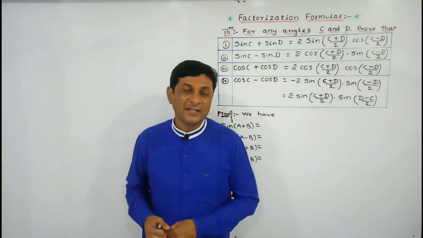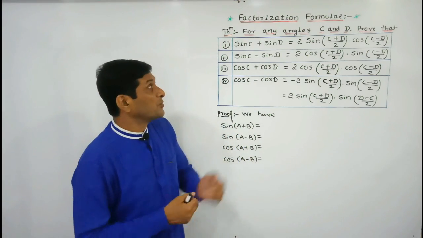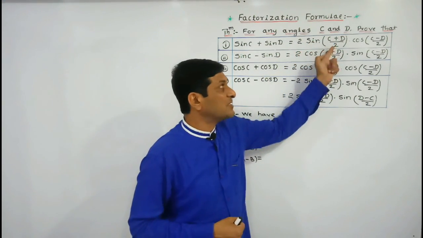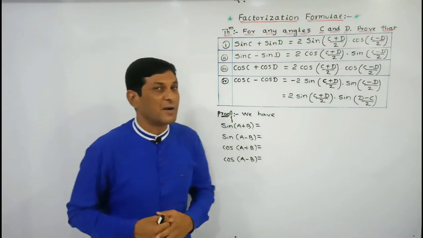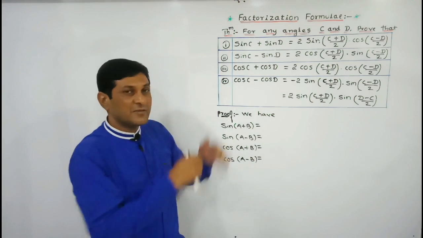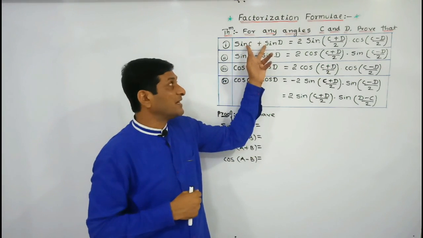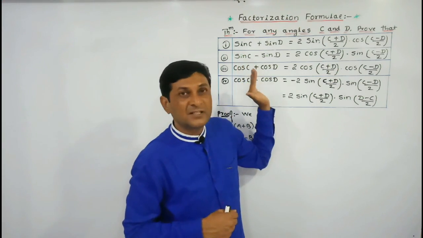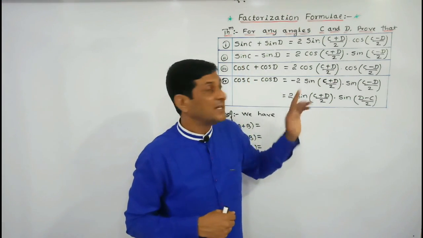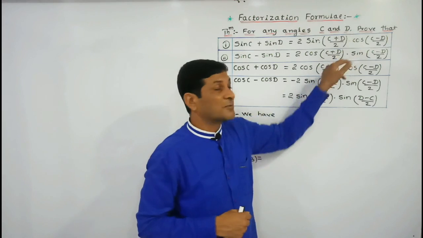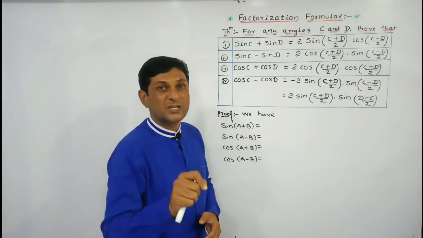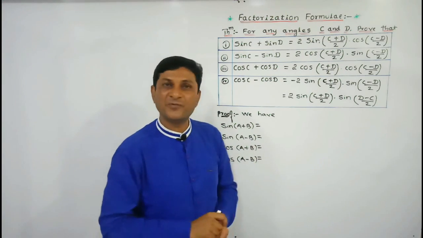So in this case we are going to prove that the value of sin C plus sin D is equal to 2 sin C plus D upon 2 into cos C minus D upon 2. If you observe the left hand side very carefully, two terms are connected either by plus or by minus, and we are converting the sum or difference into a product. Product means in terms of factors. That's why these formulas are called factorization formulas.